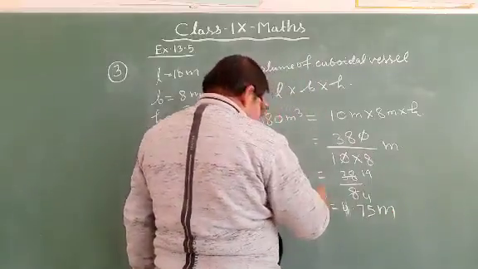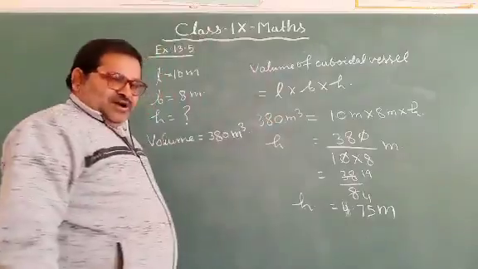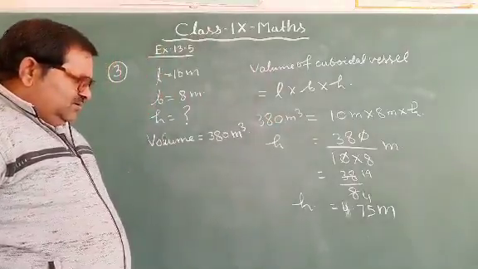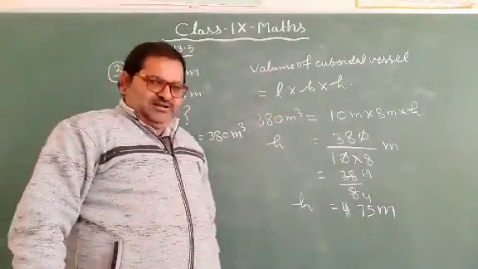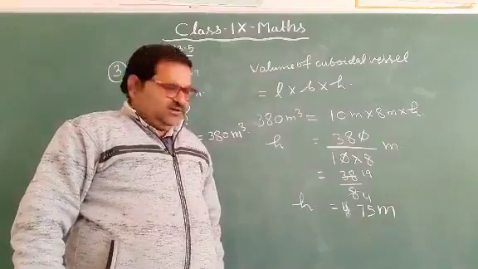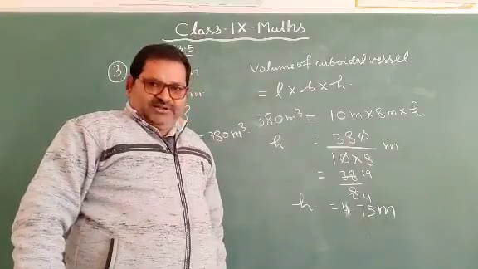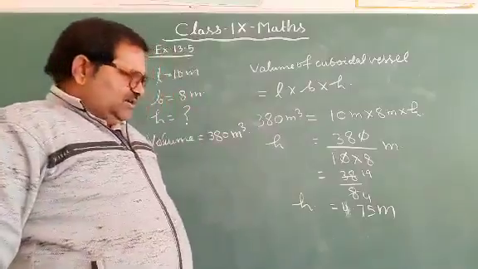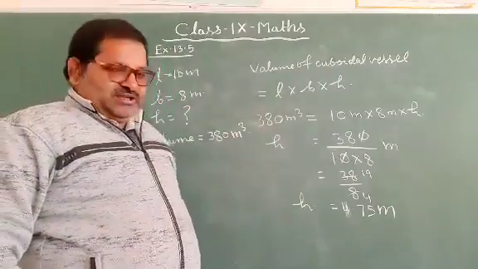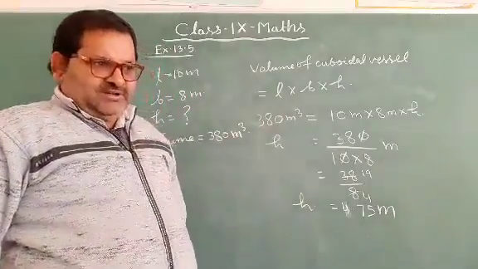The height of the water in the cuboidal vessel is 4.75 meter. 4.75 meter is the height of the cuboidal vessel. Okay.